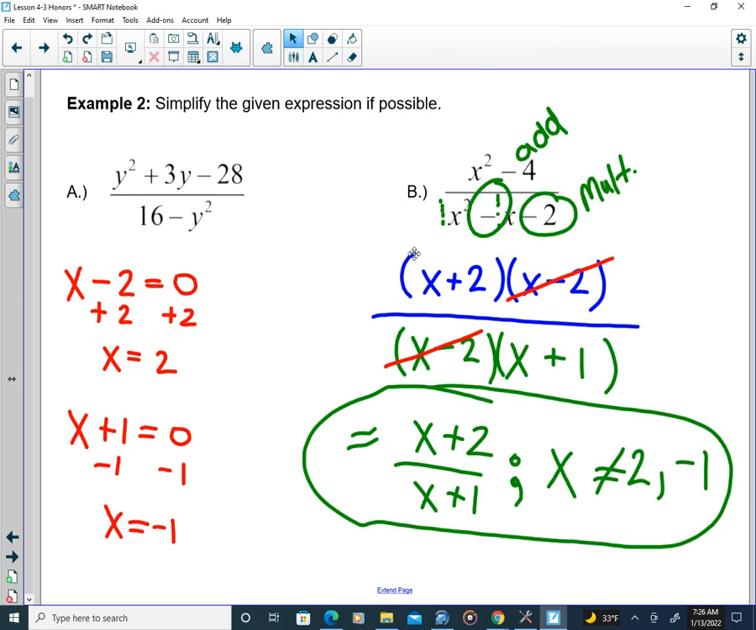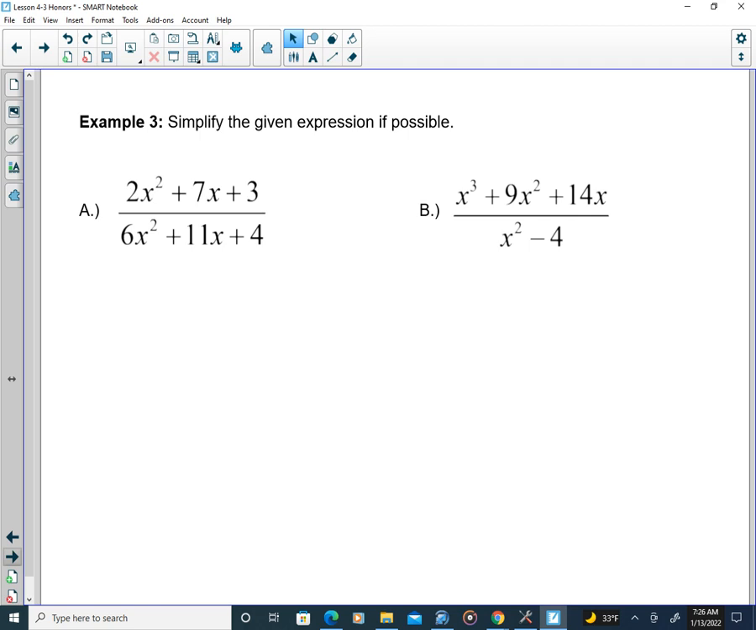Okay, so let's try another one of these. All right, let's look at A here. We want to factor this. Well, if you notice in the numerator, we have a quadratic trinomial, but what we have going on here, we don't have a leading coefficient of 1. We have a leading coefficient of 2. So we're going to have to use slip and slide to factor this.